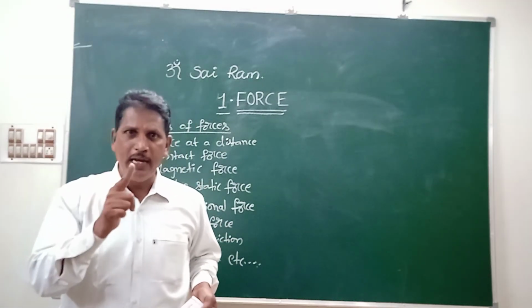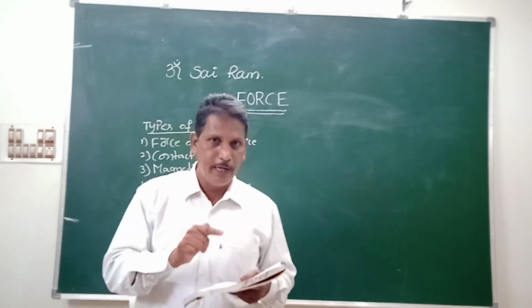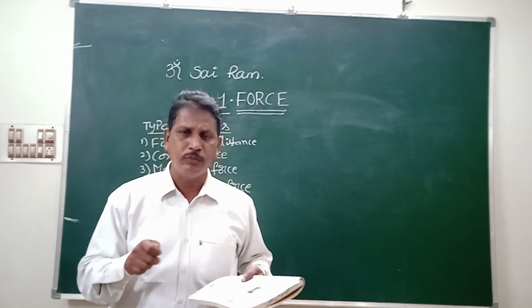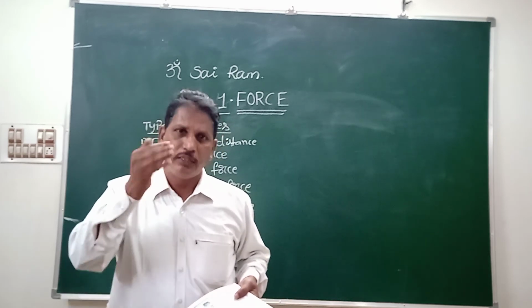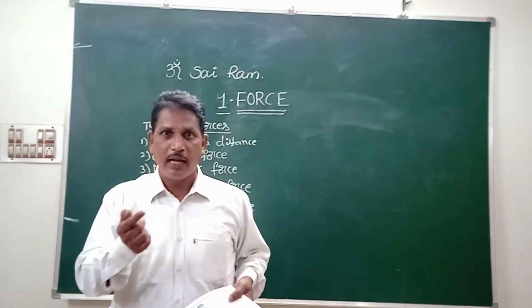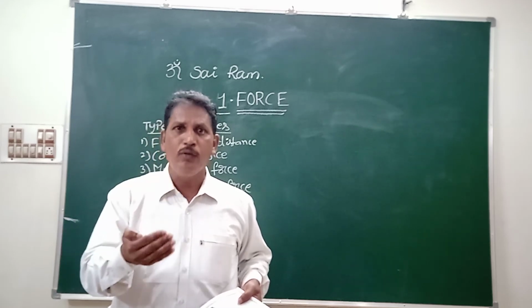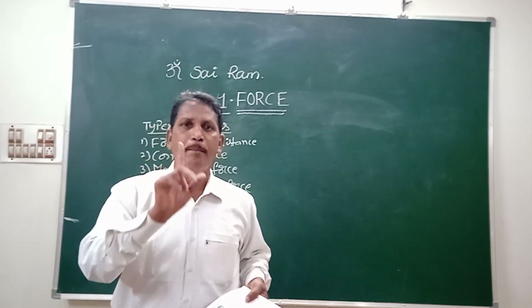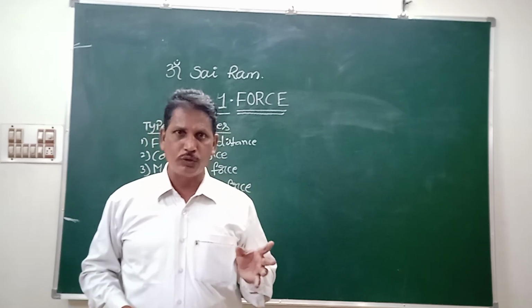So take one needle, a sewing needle or iron needle, and rub this needle with the bar magnet several times. After some time, this iron needle changes into a magnet. This needle attracts small needles. So this iron needle acts as a magnet. Okay, that is the magnetic force.